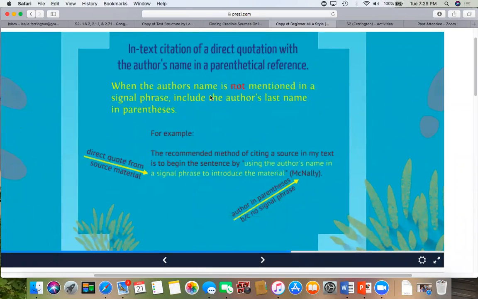Now, this is when you don't have the author's name mentioned in a signal phrase. So you would have, the recommended method of citing a source in MLA style is to begin the sentence by using the author's name in a signal phrase to introduce the material. And then you put the author's last name here. There's no signal phrase, so you have to have the author's last name in parentheses. Notice it's after the quote, but before the end mark. So you're going to put the end mark after the parentheses, I apologize.